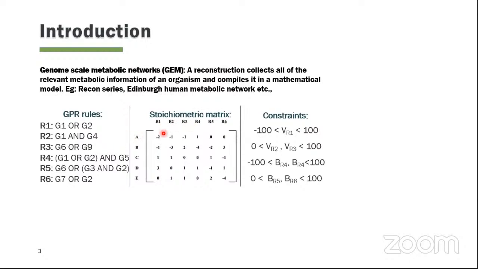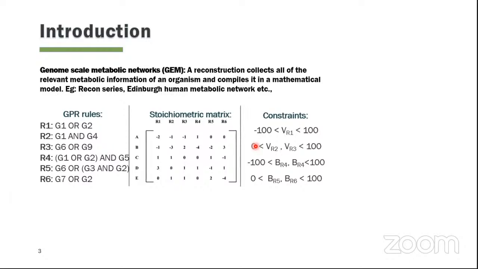Similarly, we have the stoichiometric matrix, where A, B, C, D are metabolites, and these are the reactions. Negative signs mean they are substrates and positive means they are products in that particular reaction R1. Similarly, it comes with constraints, where we say that flux through this particular reaction must be within this range. If the lower bound is negative, it is a reversible reaction, and if it is zero or positive, it is an irreversible reaction. So generally the genome scale metabolic networks come with this information.